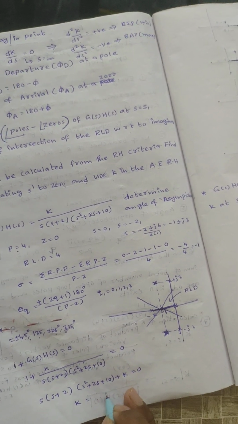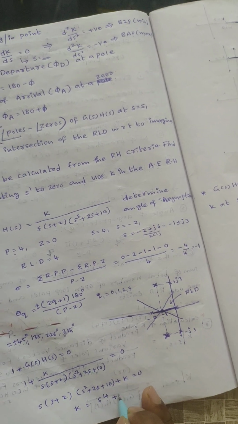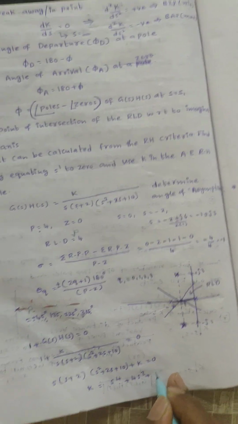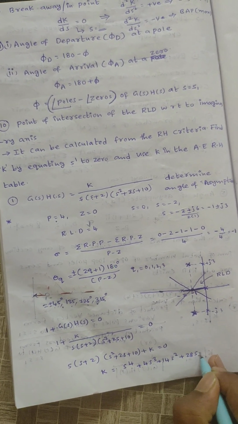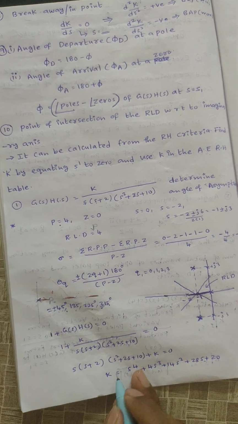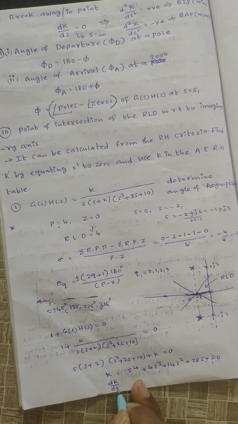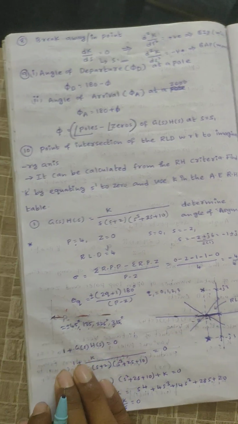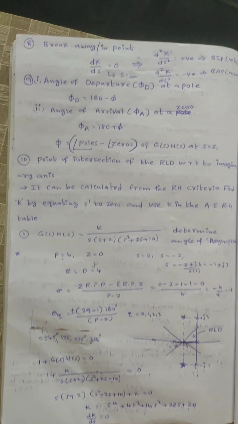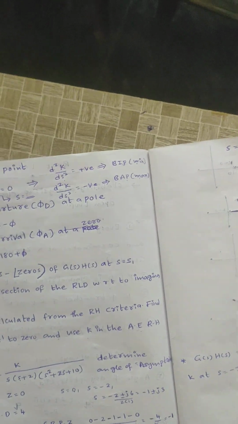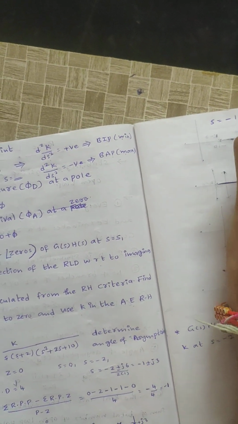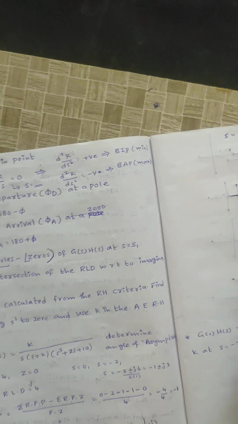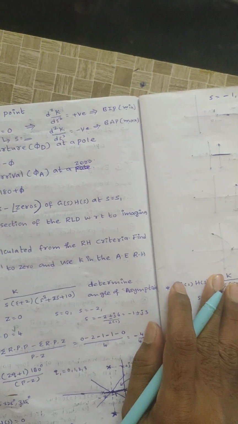If I simplify this equation, the k value will be s power 4 plus 4s cube plus 14s square plus 28s plus 20 is equal to 20. Then if I differentiate this k value with respect to s and equate it to 0, that is dk by ds is equal to 0, I will get the s value, that is the point of intersection. That s value will be -1 comma -1 plus or minus j2. In this way we can determine the s value.